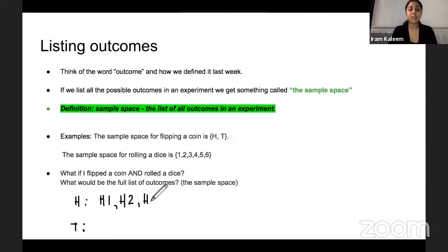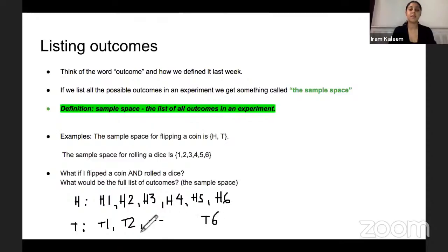Land on heads and roll a 3. Land on heads and roll a 4. And you just keep going until 6. And then you do the same for tails. So T1, T2, all the way up to T6.